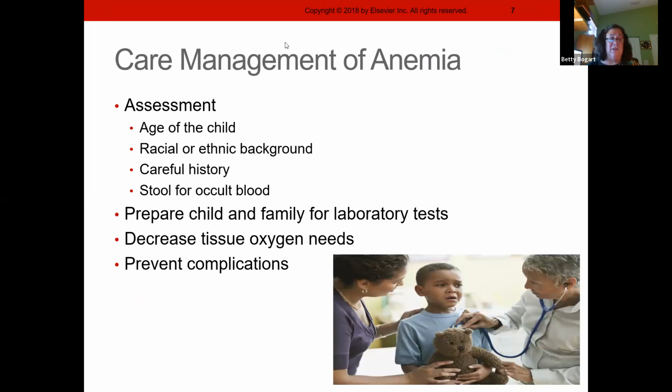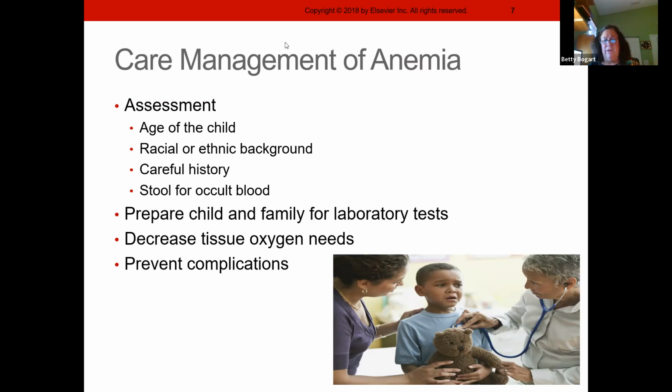So another thing to look at when we're looking at anemia, we need to look at how old the child is and what the racial ethnic background is. And we know sickle cell's African American, right? Then we're going to go into thalassemia and we're going to see Mediterranean people. So understanding ethnic background is important in this. That good old history. And then we're going to do a stool for occult blood. And the reason is we have to rule out acute bleeding in the GI tract. So just don't assume that it is iron deficient anemia or something else. Rule out that it's not active bleeding.